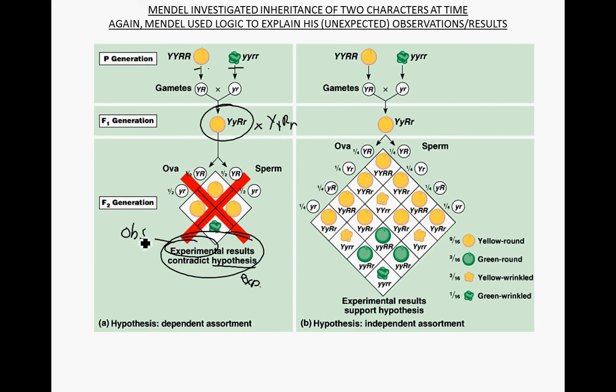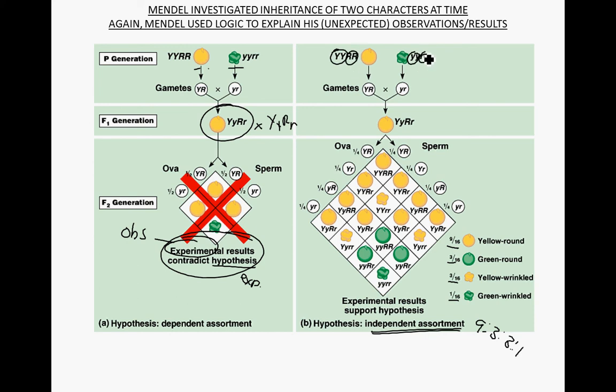So he has to go back to the drawing board and he says, well, let's stop a second. What did he actually see? He actually saw this. He saw a 9 to 3 to 3 to 1 ratio. So a 9 to 3 to 3 to 1 ratio. And he saw this over and over and over again, and it made him say, oh, okay, there's a pattern here. I've got to explain this pattern. So he goes back to his drawing board and he says, all right, independent assortment. What if the yellowness and the greenness were inherited separately, independently of the roundness and the wrinkledness?